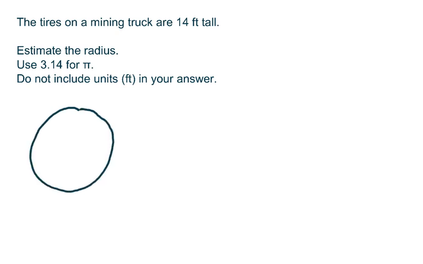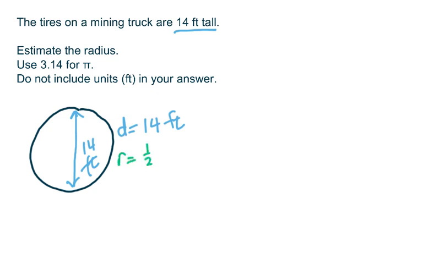Here's the tire, and it says that the tires are 14 feet tall. So that means from top to bottom, or straight across, 14 feet. As soon as I drew this, I realized that although they didn't use the word diameter, that's what I just drew. So I realized that the diameter is 14 feet. And that means that the radius, which is half of the diameter, will be half of 14, and that equals 7 feet.